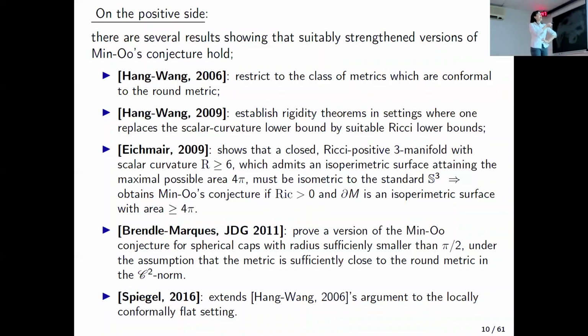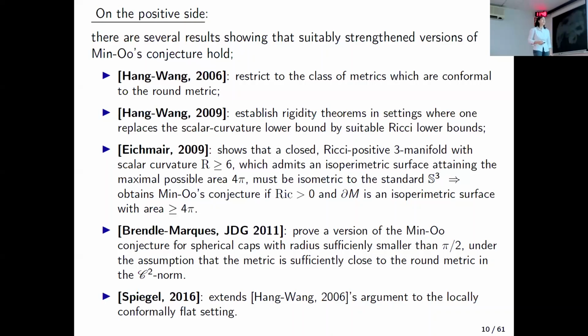It was proved by Han Wang in 2006, restricting to metrics that are conformal to the round metric. Then, again by Han Wang, the same problem was faced with a positive answer when, in place of the scalar curvature lower bound, you have a Ricci lower bound. Then Heckmeyer proved the Min-Oo conjecture as a consequence of some result of his regarding Ricci strictly positive 3-manifolds with scalar curvature bounded by 6, admitting isoperimetric surfaces.